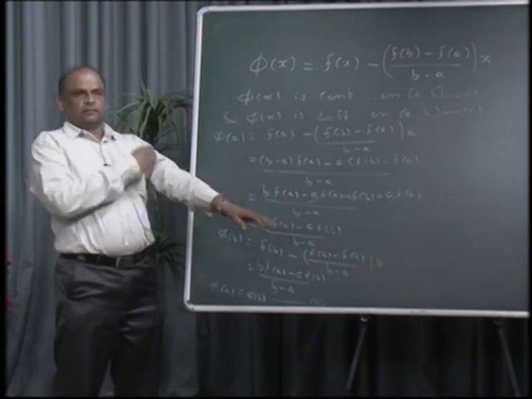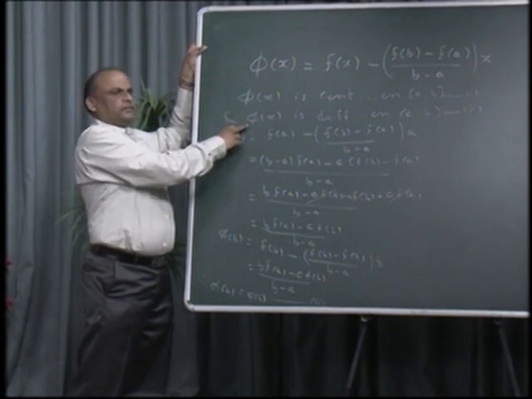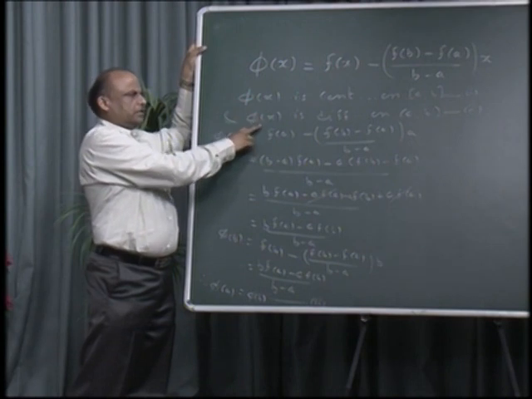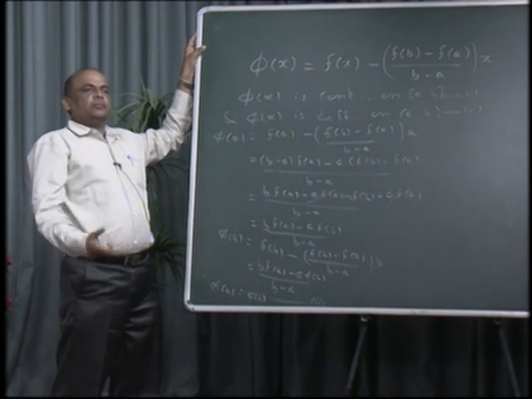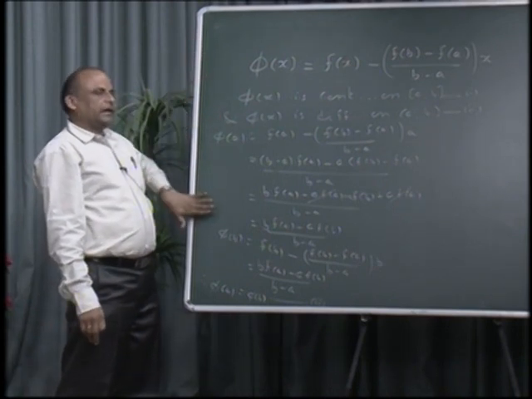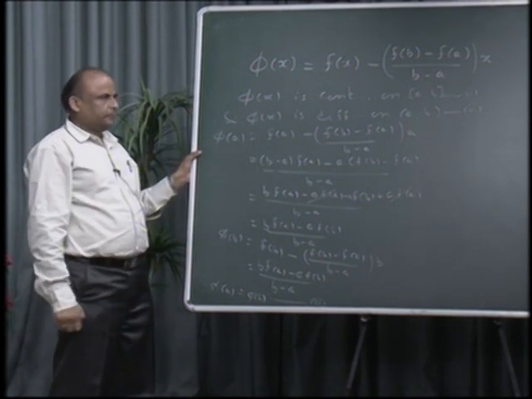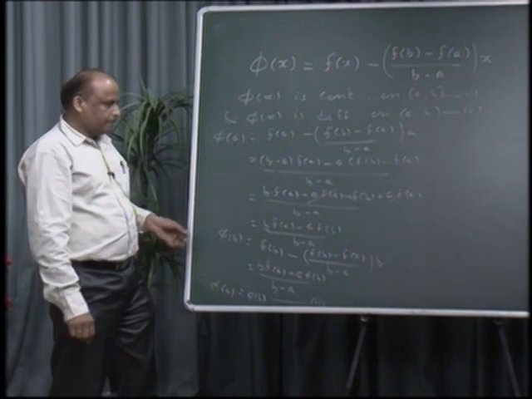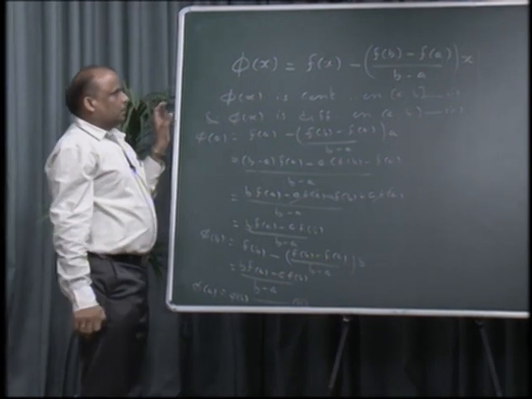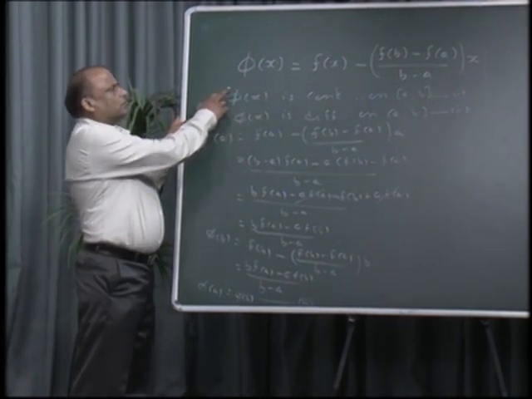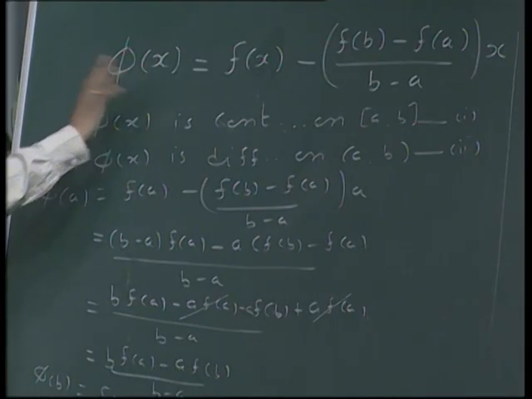It means that the function which I have considered, that is phi of x, is continuous on the closed interval [a, b], differentiable on the open interval (a, b), and phi of a is phi of b. It means that my function phi satisfies all 3 conditions of Rolle's theorem, and therefore I can apply Rolle's theorem to this function. So, there is at least one number c for which the derivative at c is 0.